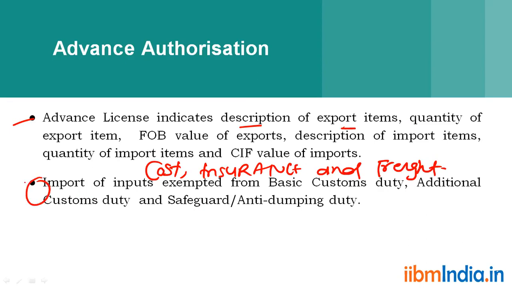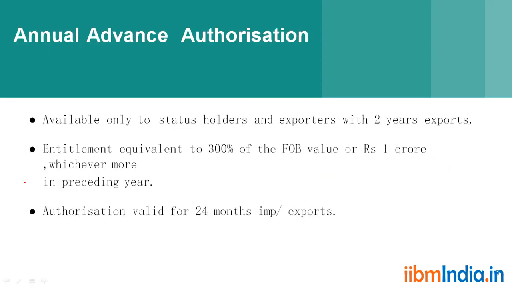Import of inputs is exempted from basic customs duties, additional customs duties, and safeguard and anti-dumping duties. So whatever inputs we are importing will be exempted from basic customs duties. We don't need to pay basic customs duties, additional customs duty, or safeguard duty, that is, anti-dumping duties. That is called advance authorization.